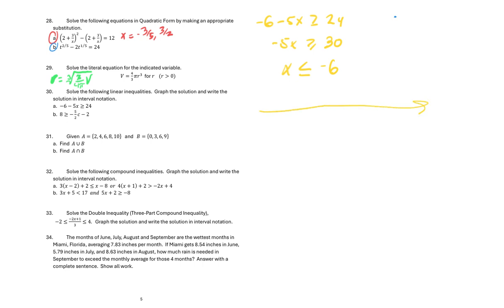So if we have a nice number line, and I will call that 0. Over here's our negative 6, and we're bracketed, continuing on that way.